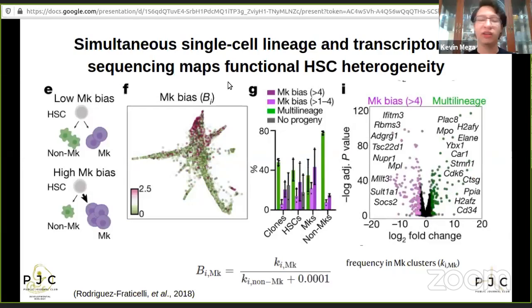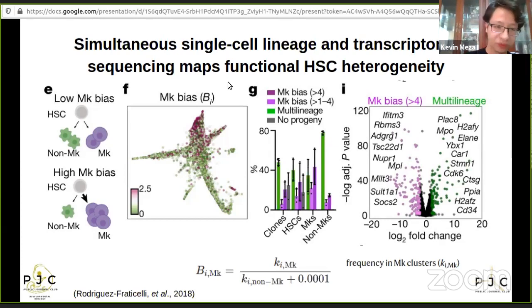MK bias is the bias of certain progenitor cells to produce megakaryocyte cells, and it's calculated by the ratio we can see here below in the slide, dividing the frequency of a certain clone in the MK cluster by the frequency of this same clone in a non-megakaryocyte compartment.